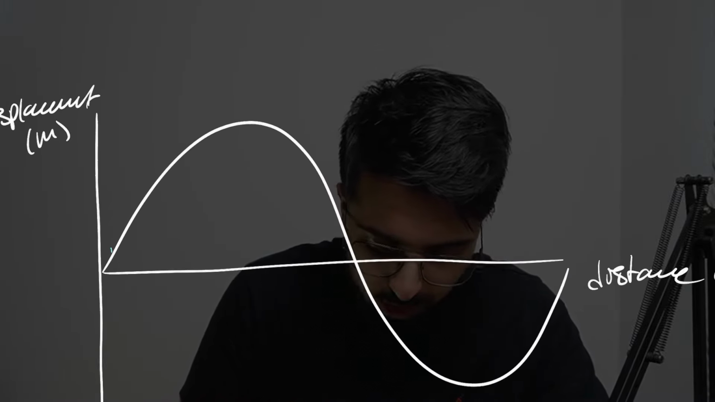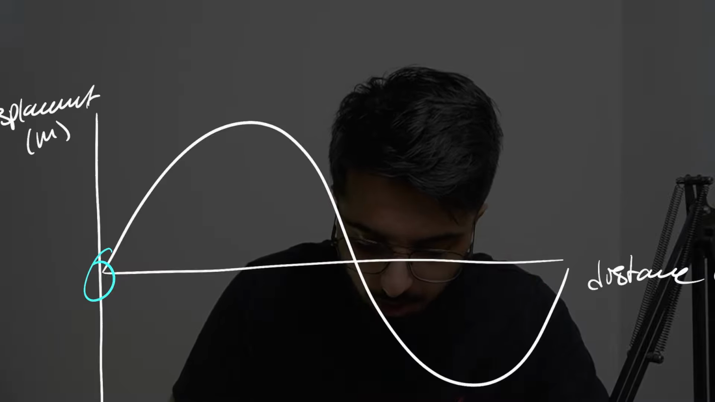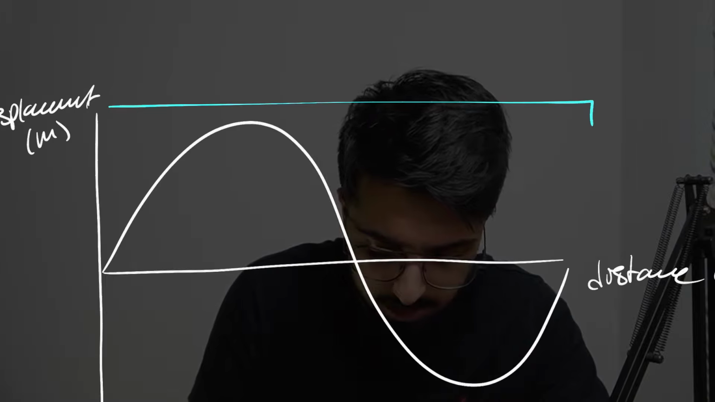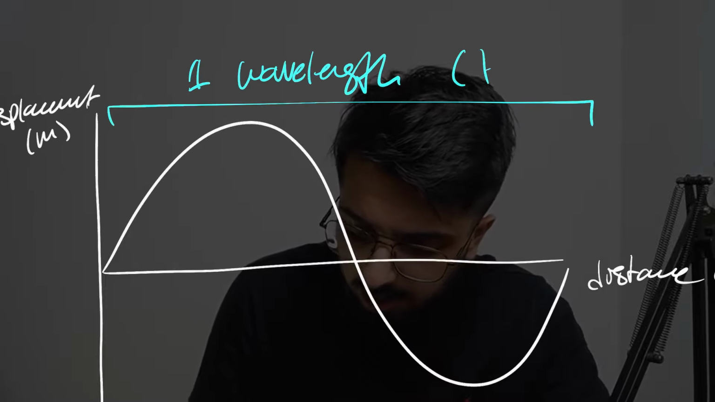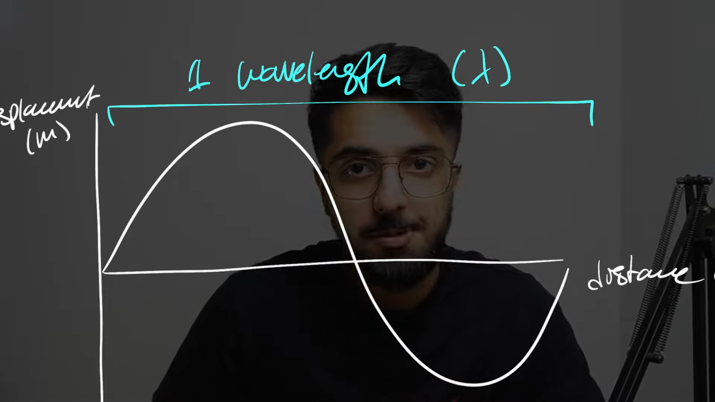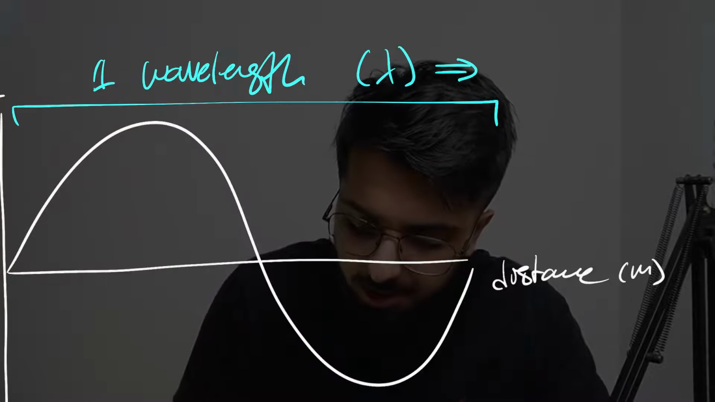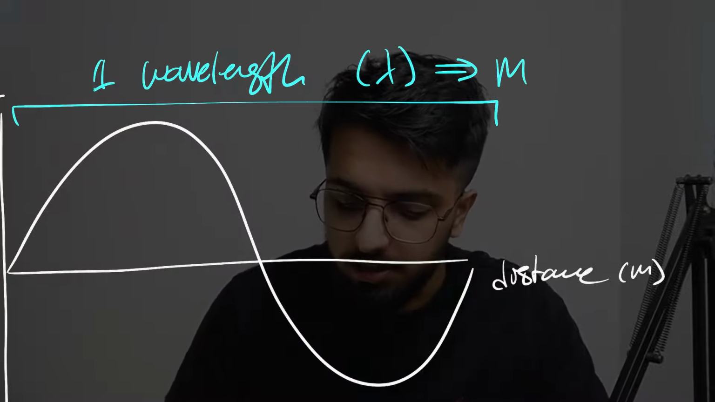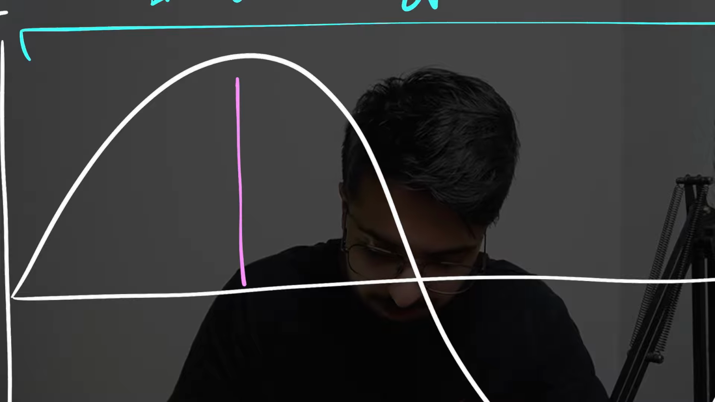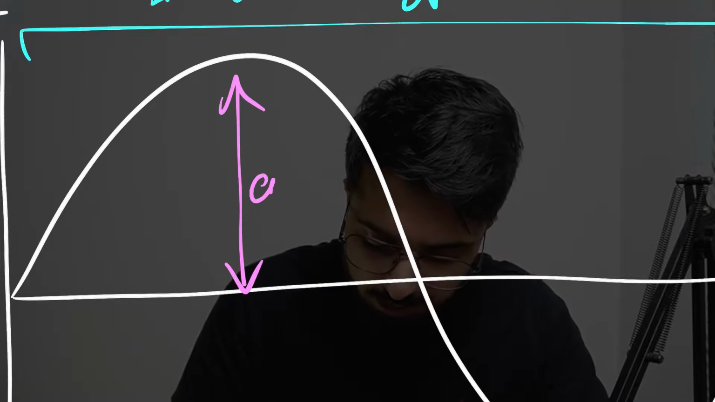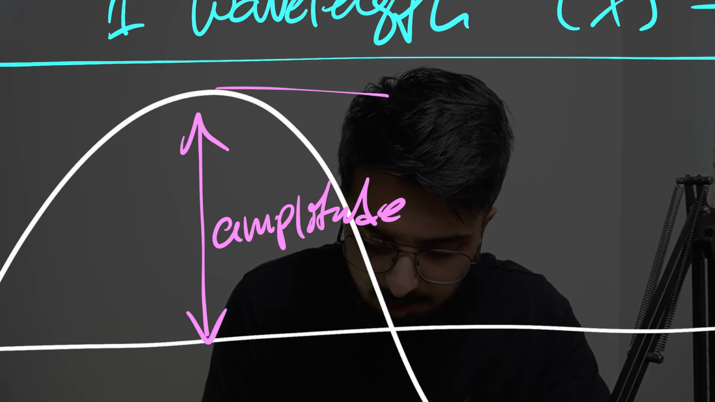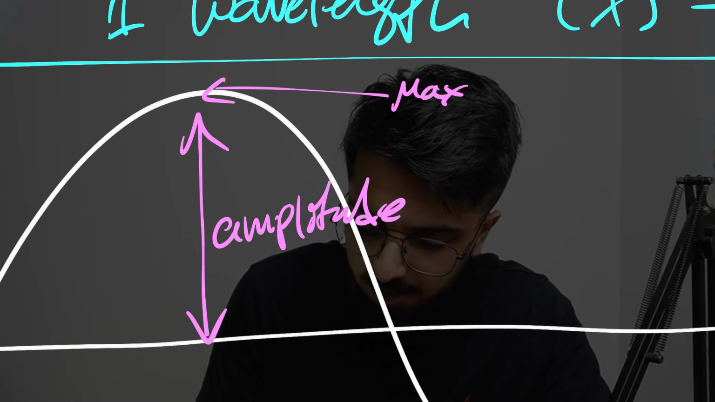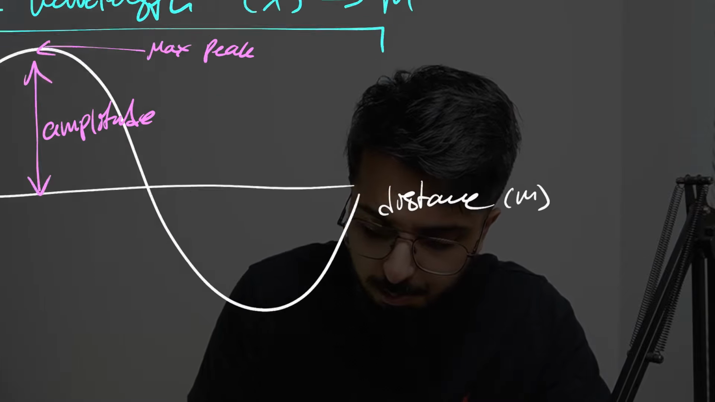Right, so a few things to remember from our junior years. If we go from one spot to the exact same spot on a wave, we know that that is one wavelength, right? And a wavelength has a symbol we call lambda. And we also know that lambda is measured in meters. Right, we also know that this distance here is the amplitude, and the amplitude is simply a measure of distance from its max peak to the mean position, right?